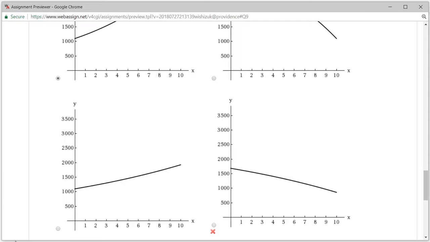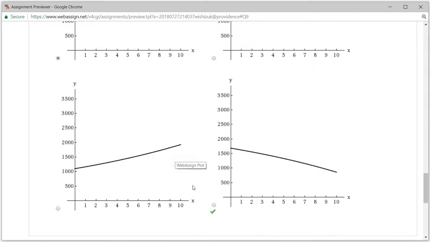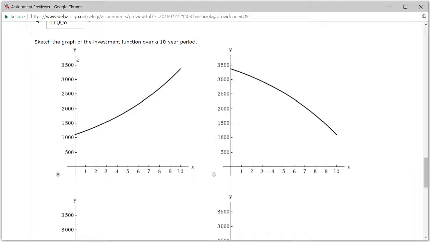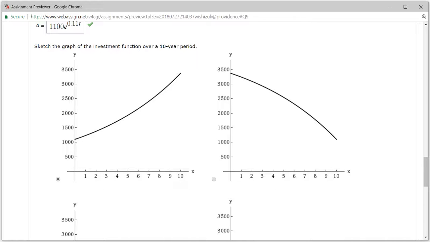Let's check the answer. I came back and it looks like we got the correct graph as well. That's it. I hope that this was clear.